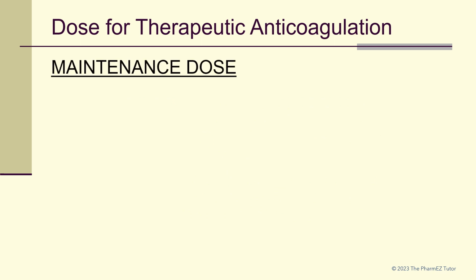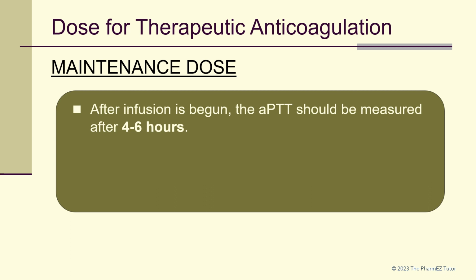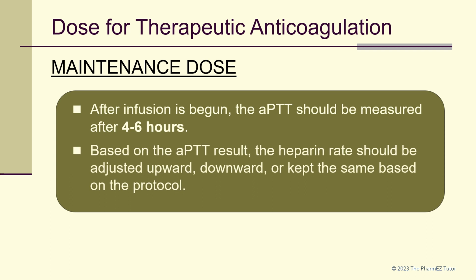What about the maintenance dose? Let's talk about that. After infusion is begun, the aPTT should be measured after 4 to 6 hours. Based on the aPTT result, the heparin rate should be adjusted upward, downward, or kept the same based on the protocol.